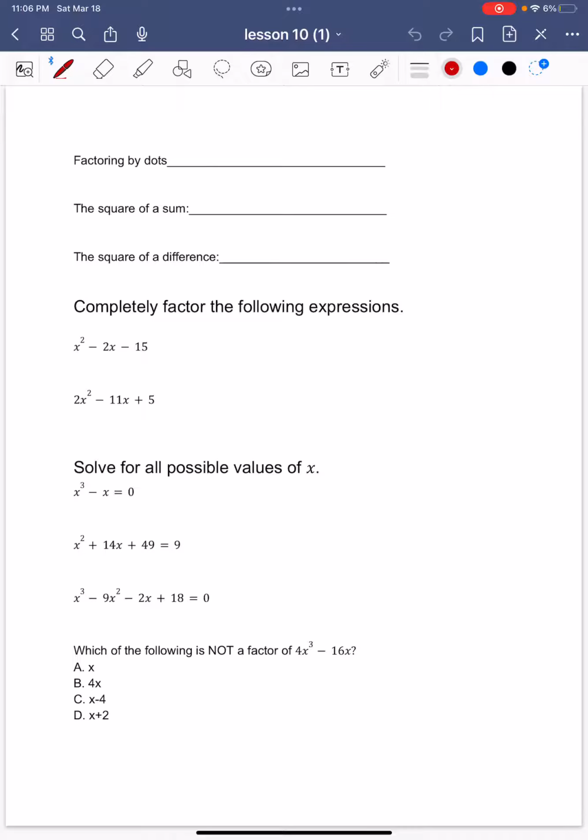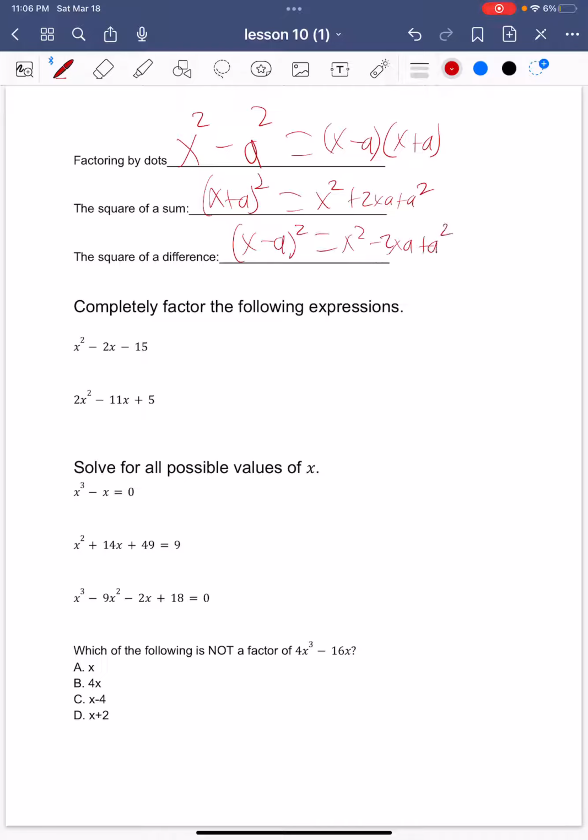First, factoring by dots. This one you have a number squared minus another number squared. This is equal to x minus a times x plus a. The square of a sum: if you have two numbers, when you're adding them together and you square it, that's equal to x squared plus 2xa plus a squared. And then the square of a difference, x minus a squared, is equal to x squared minus 2xa plus a squared.